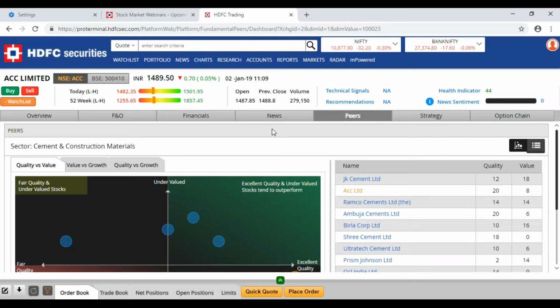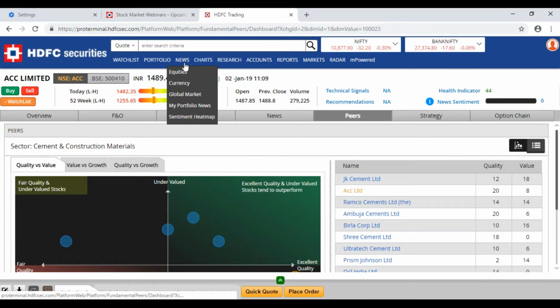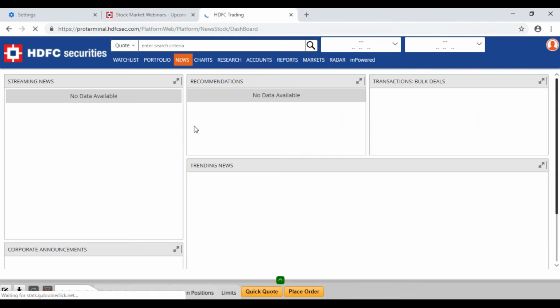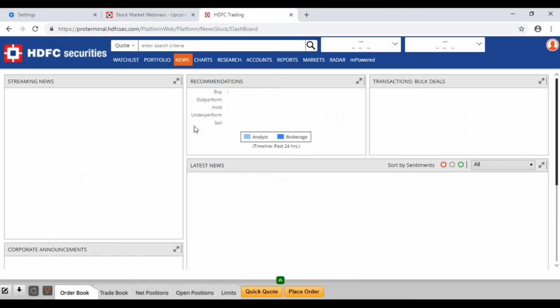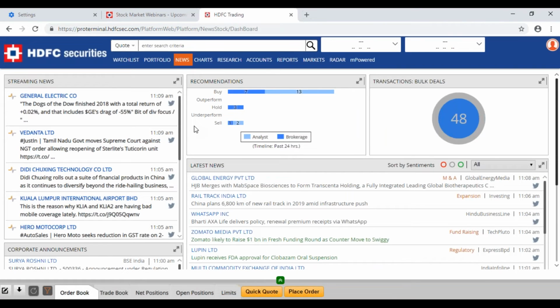Similarly, how it can be beneficial for investors, as I've already informed about the news, that's on a micro level. There is another option of news on a macro level, and this news you can get in equities, currency, global market, and even on your portfolio level. So first let me show you equities. So the moment you click on equities, here you would see the streaming and the news of whatsoever is happening in the industry across the country. On a real-time basis, you can see the news would be displaying, and from where it has been taken, all the details would be displayed, and the tweets would be displayed this side.